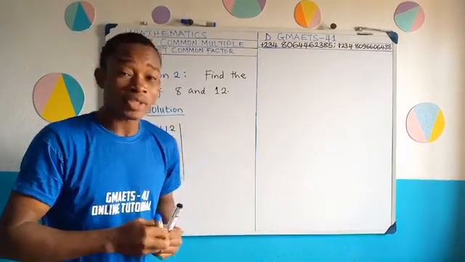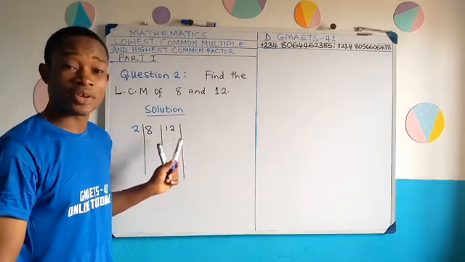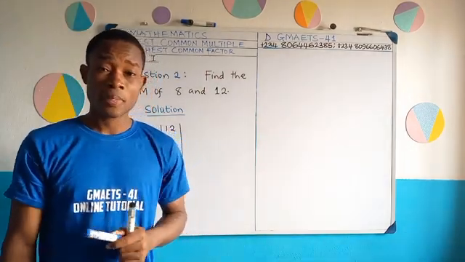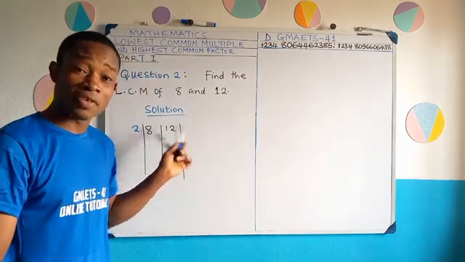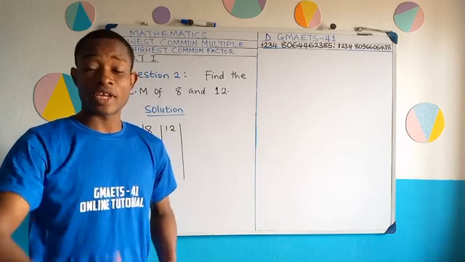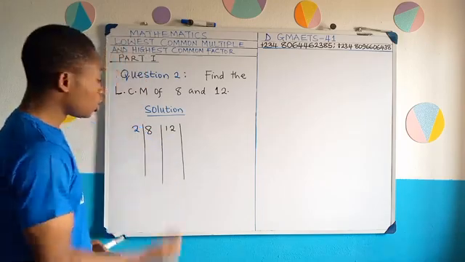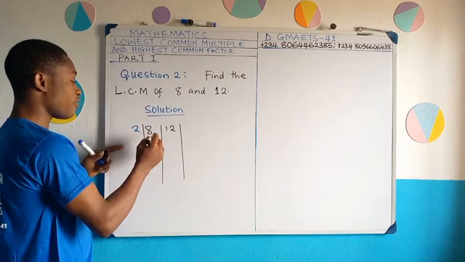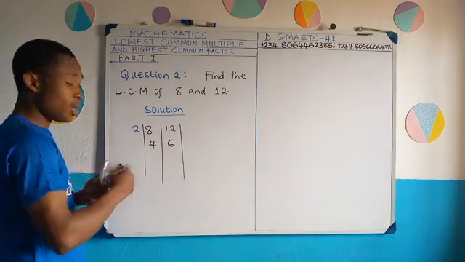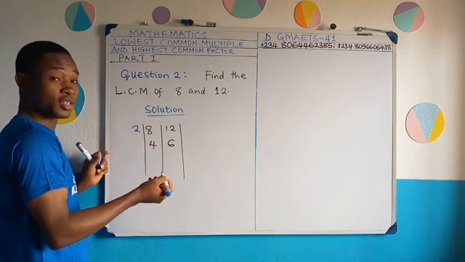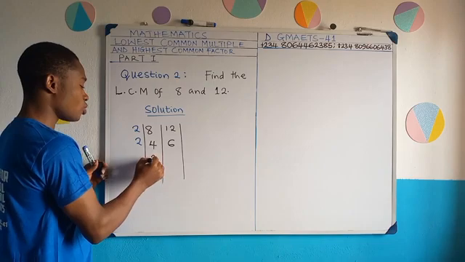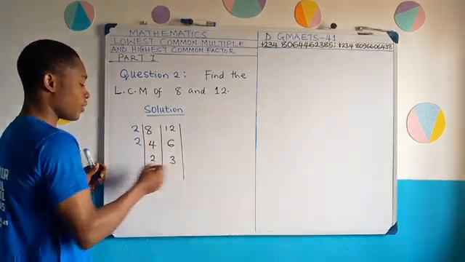If 2 cannot divide 8 and 2 cannot divide 12, you won't use 2. Take note. If 2 cannot divide any one of these, then you cannot use 2. It means you now have to check if 3 can divide it. But good enough, 2 can divide here. So we go. 2 can divide 8, you get 4. 2 can divide 12, you get 6. Again, look at these 2 numbers. Can 2 still divide? Yes, 2 can still divide. 2 can divide 4, you get 2. 2 can divide 6, you get 3.